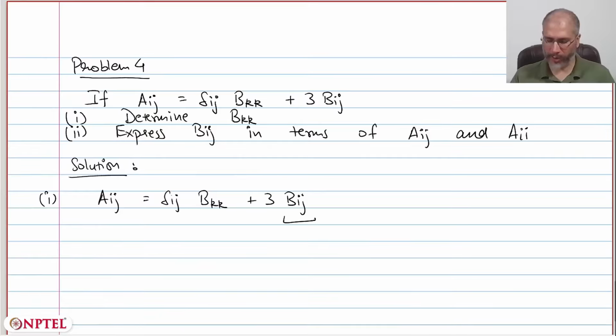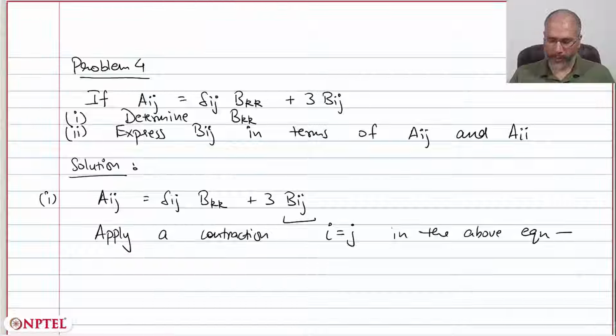So in this case, we have an expression for aij. So I can on both sides apply a contraction. The contraction is i equal to j in the above equation, so that results in aii equals, so I'm just setting j equal to i in this equation, delta ii. bkk remains as it is, there's no change to this index, and then 3 times bii.